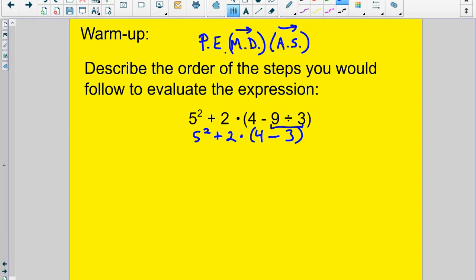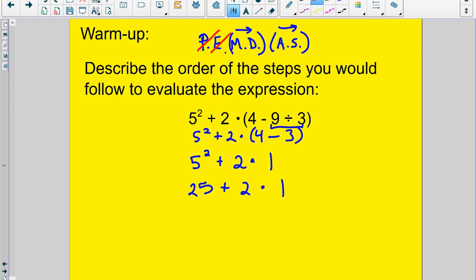Then we finish off the parentheses by subtracting 4 minus 3, and that'll leave us with 5 squared plus 2 times 1. That's the parentheses step. Next, we look for any exponents, and we see that there is one set of exponents, 5 squared. Remember, that's not 5 times 2. It means that we're multiplying the 5 by itself. So 5 times 5 is 25, plus 2 times 1.